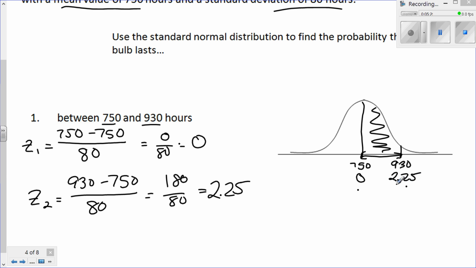So when we look up 2.25 on our table, we'll find a probability of 0.958778. When we look up 0, we'll find a probability of 0.5. You probably could have guessed that one. And then we're going to subtract to find the area in between, and we get 0.48778. So the probability that a light bulb lasts between 750 and 930 hours is about 48.8%. Okay, so it's similar to what we were doing previously. We just have this extra step in here where we have to scale down our given values to something that will be on our table.